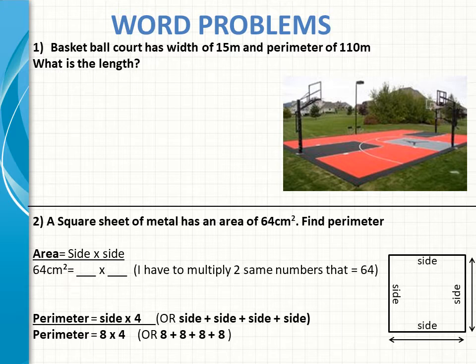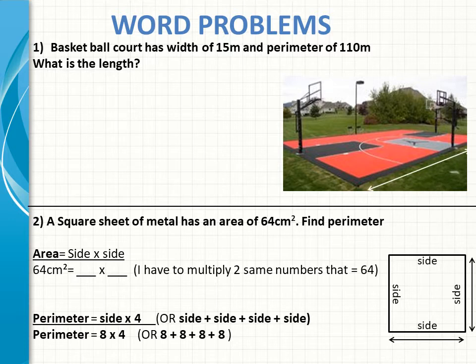What is the length? Now we have been given the perimeter. We have also been given the width, but they did not tell us the length. And remember, the perimeter is adding all the sides, the width plus length plus width plus length. That is how they got the perimeter. But they gave us width plus width. They didn't give us length plus length. Now we have to find length plus length.